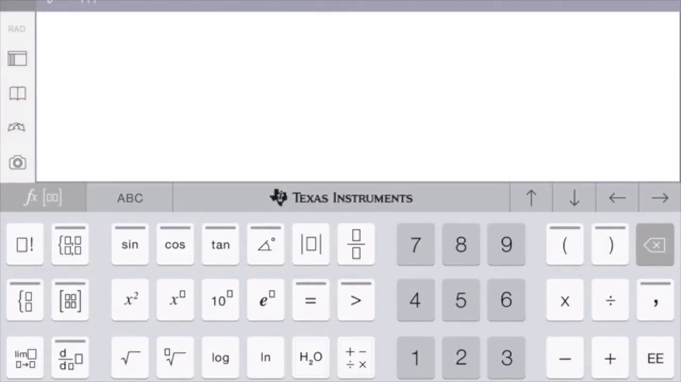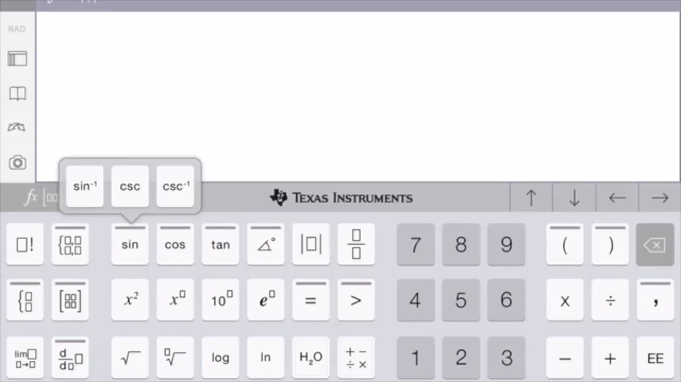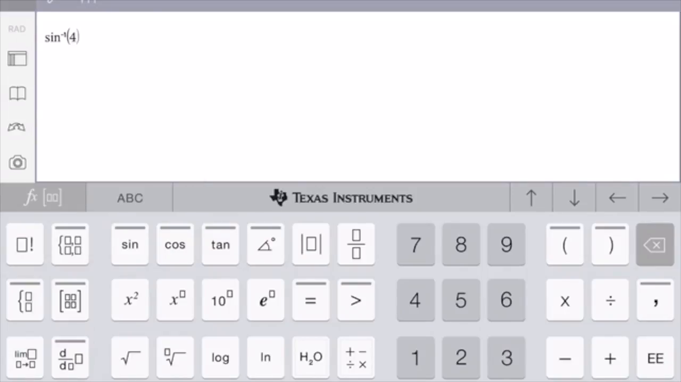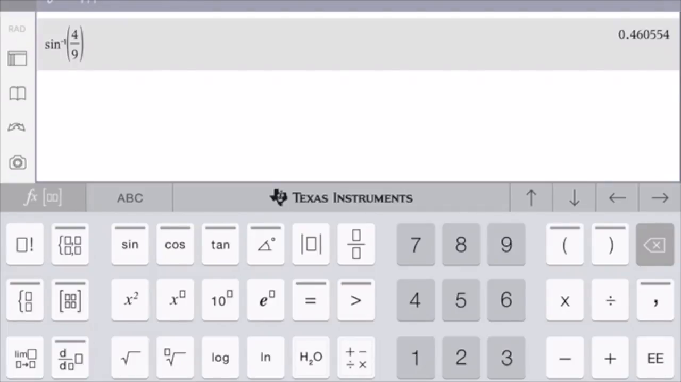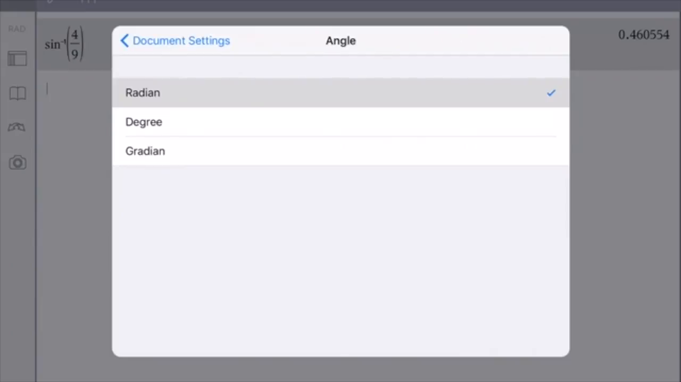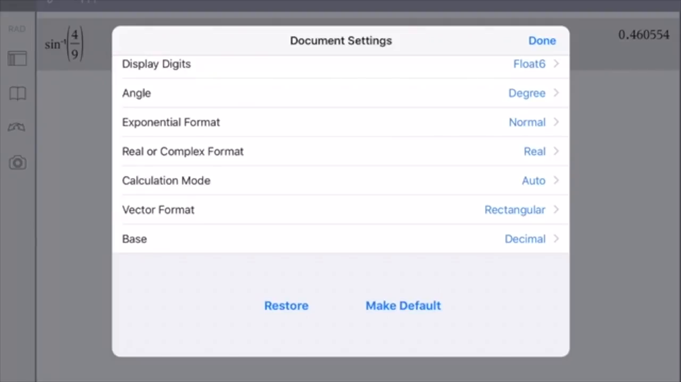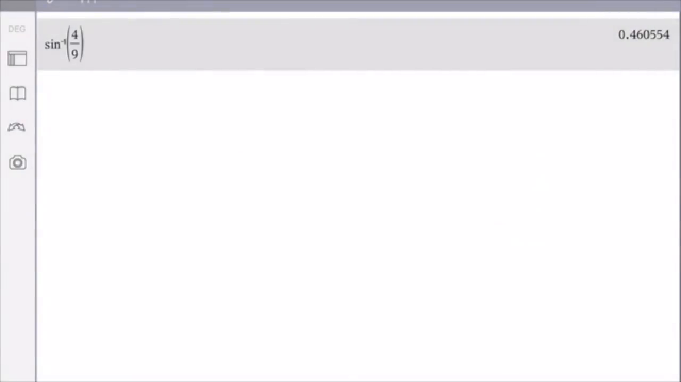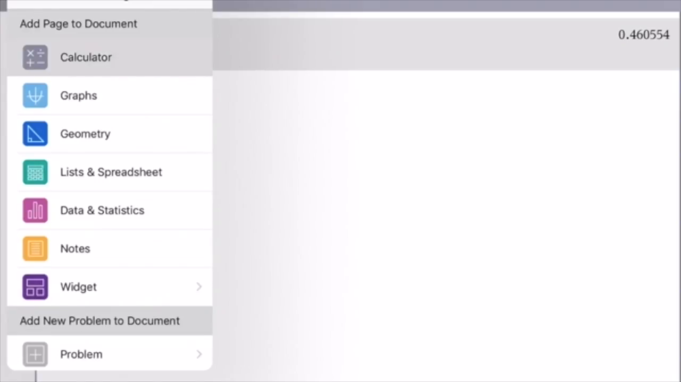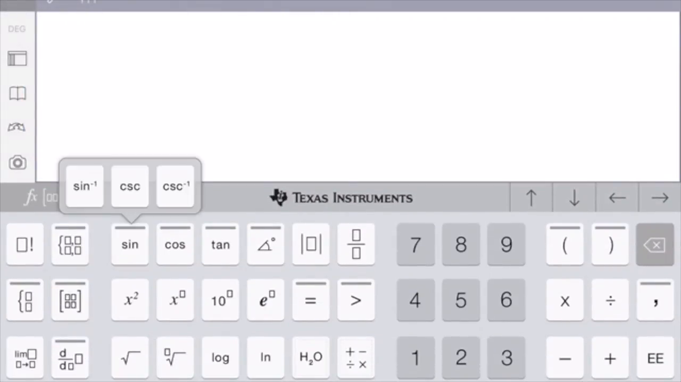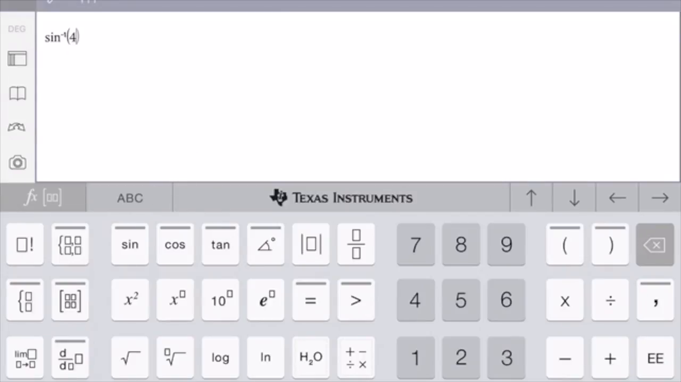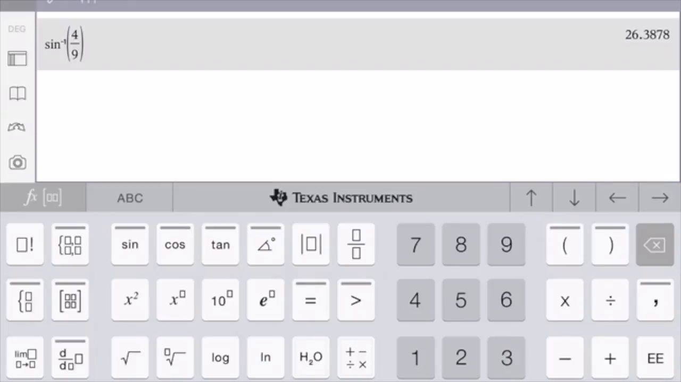And we're asked to find the inverse sine of 4 over 9. Make sure I have my brackets in the right place. And it looks like my calculator is set for radians. Make sure that your calculator is set for degrees to get an answer that makes sense. Okay. Inverse sine of 4 over 9. And I get 26.4 degrees for that one.